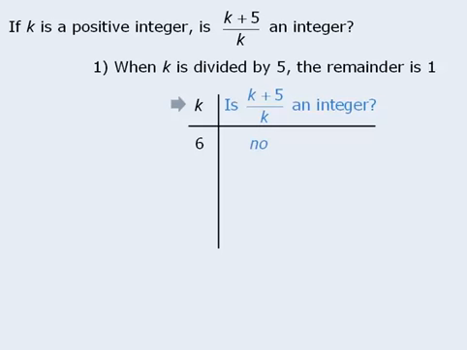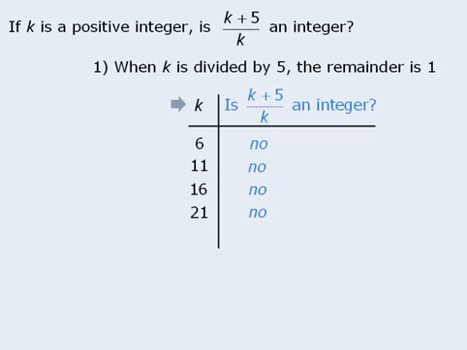Well, another possible value for k is 11. If k equals 11, then k plus 5 over k simplifies to be 16 over 11, which is not an integer. So when k equals 11, the answer to our target question is still no. If we choose 16 as a possible value for k, then the answer to the target question is still no. And if we choose 21, the answer to the target question is no. So can we conclude that statement 1 is sufficient? It certainly looks that way.